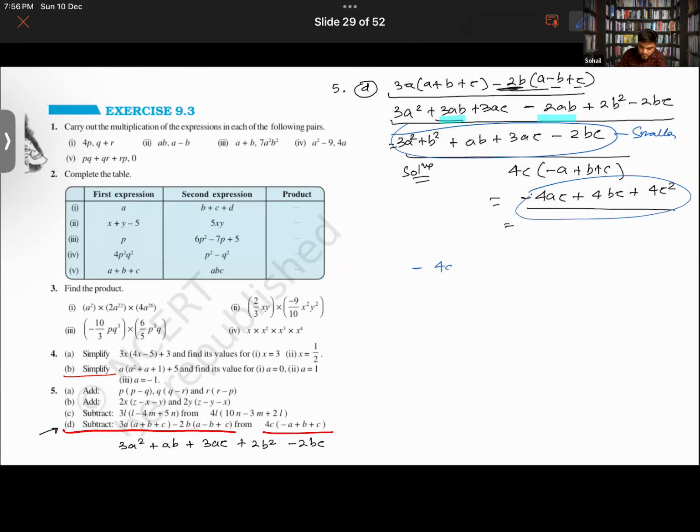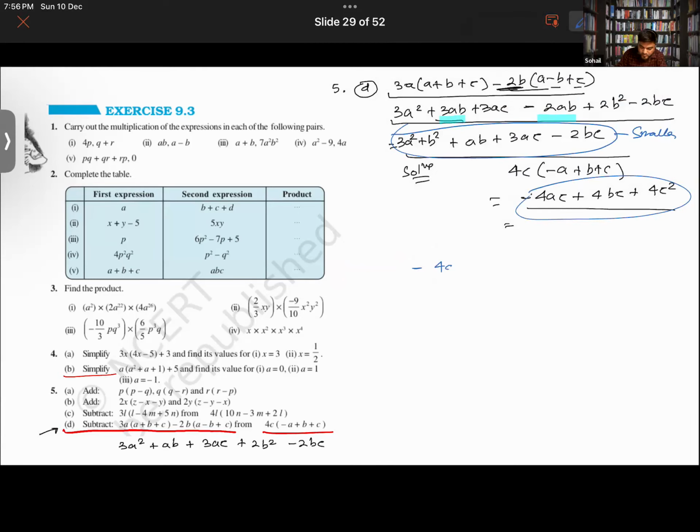So this was about exercise 9.3. Similarly, exercise 9.4 is also very easy. The thing is, the multiplication bahut easy hai. So you guys can solve it. If you have any issues, please do let me know.